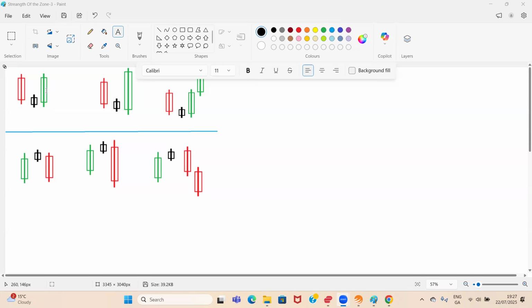What is a demand zone? A demand zone is where buyers became active and now the market price is shooting up. That is what is called the demand zone. That means a buyers-heavy market.